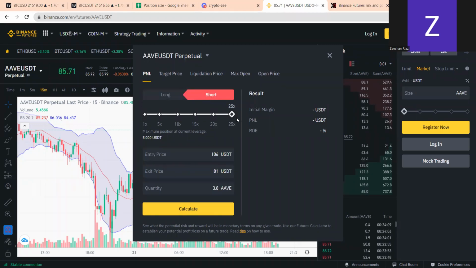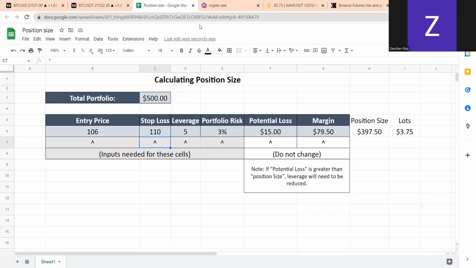Again, I'm using 25x. Doesn't matter. It just changes your margin. You can see initial margin is 16. If I go back to 10, the initial margin will be 14. It just changes your initial margin with the leverage, but the position size will remain the same because of your stop loss. And you can see how you would have made $95 with that trade, just risking 15. So that is like a 5 RR trade. So that was a good trade.